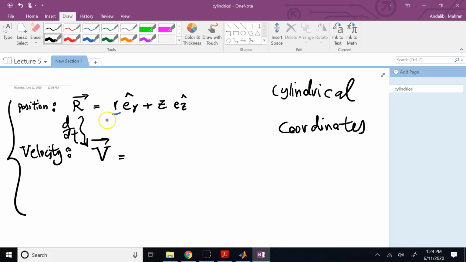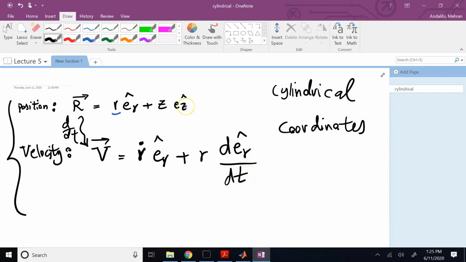Now the question is, do they both have time derivatives, or is one of them constant? And the answer is they both can change, right? r can change when the particle gets radially closer or further away from the origin, and e_r can change because it does rotate. So both of them are variable. Therefore, it's going to be the time derivative of the first one, which we show by r dot, times the second one, plus the first one times the time derivative of the second one.